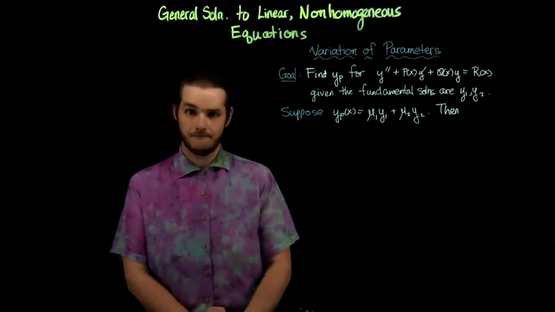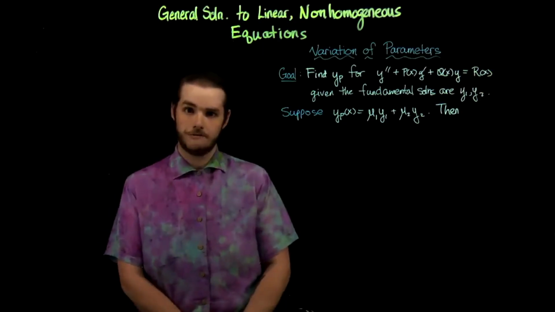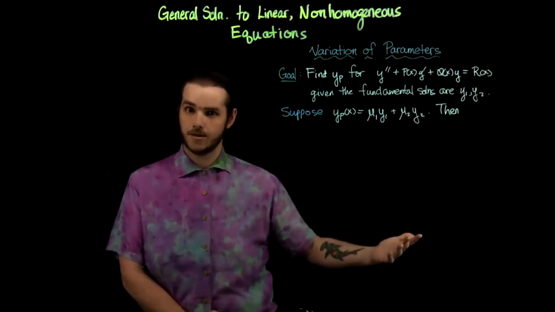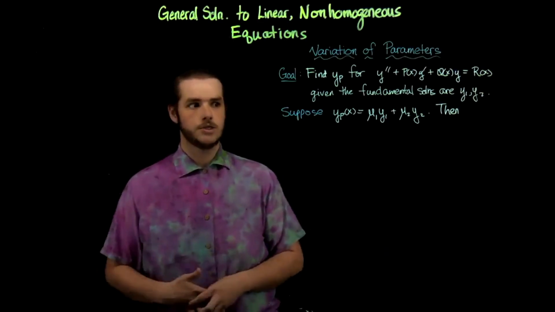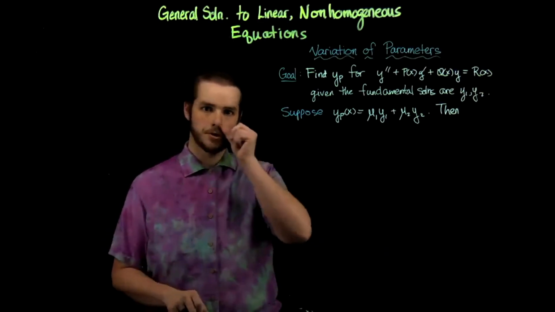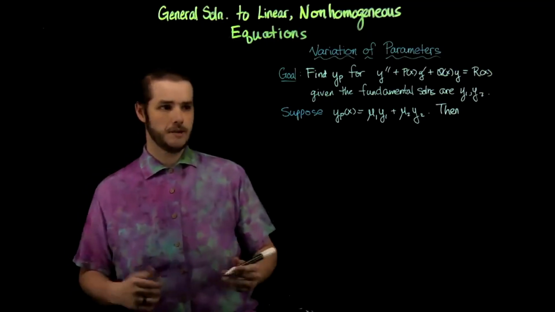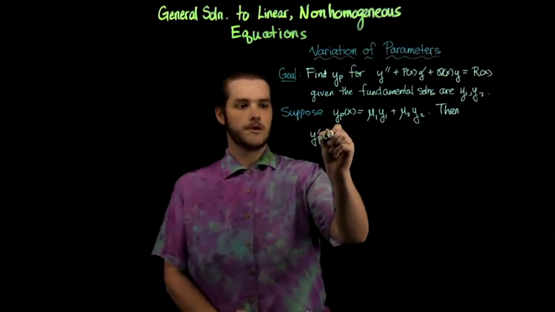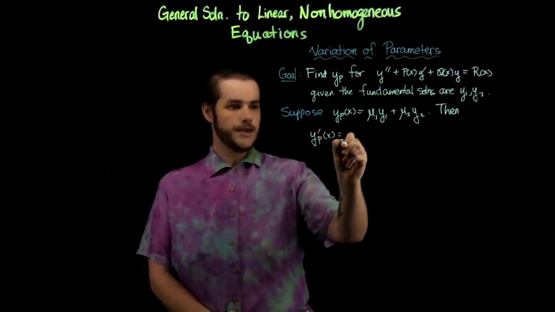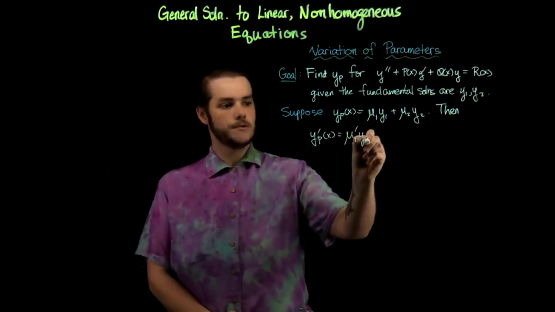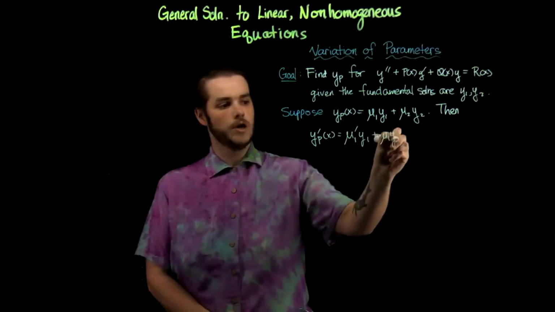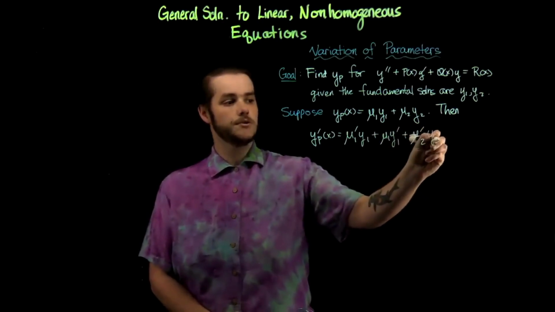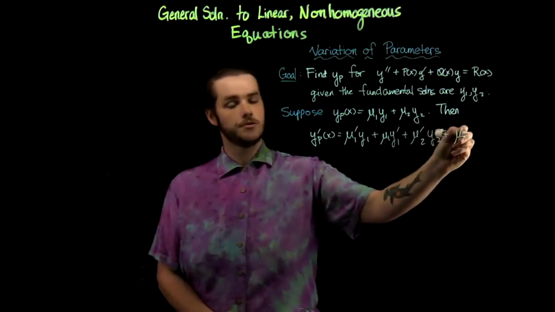And I'm going to follow in the same footsteps as my method of undetermined coefficients by plugging this into the left-hand side, and I should be getting the right-hand side. I'm going to use that information to help us build the general solution here. To do that, I'm going to need the derivatives. For yp prime, I need to use the product rule. I get mu1 prime y1 plus mu1 y1 prime plus another product rule, mu2 prime y2 plus mu2 y2 prime.